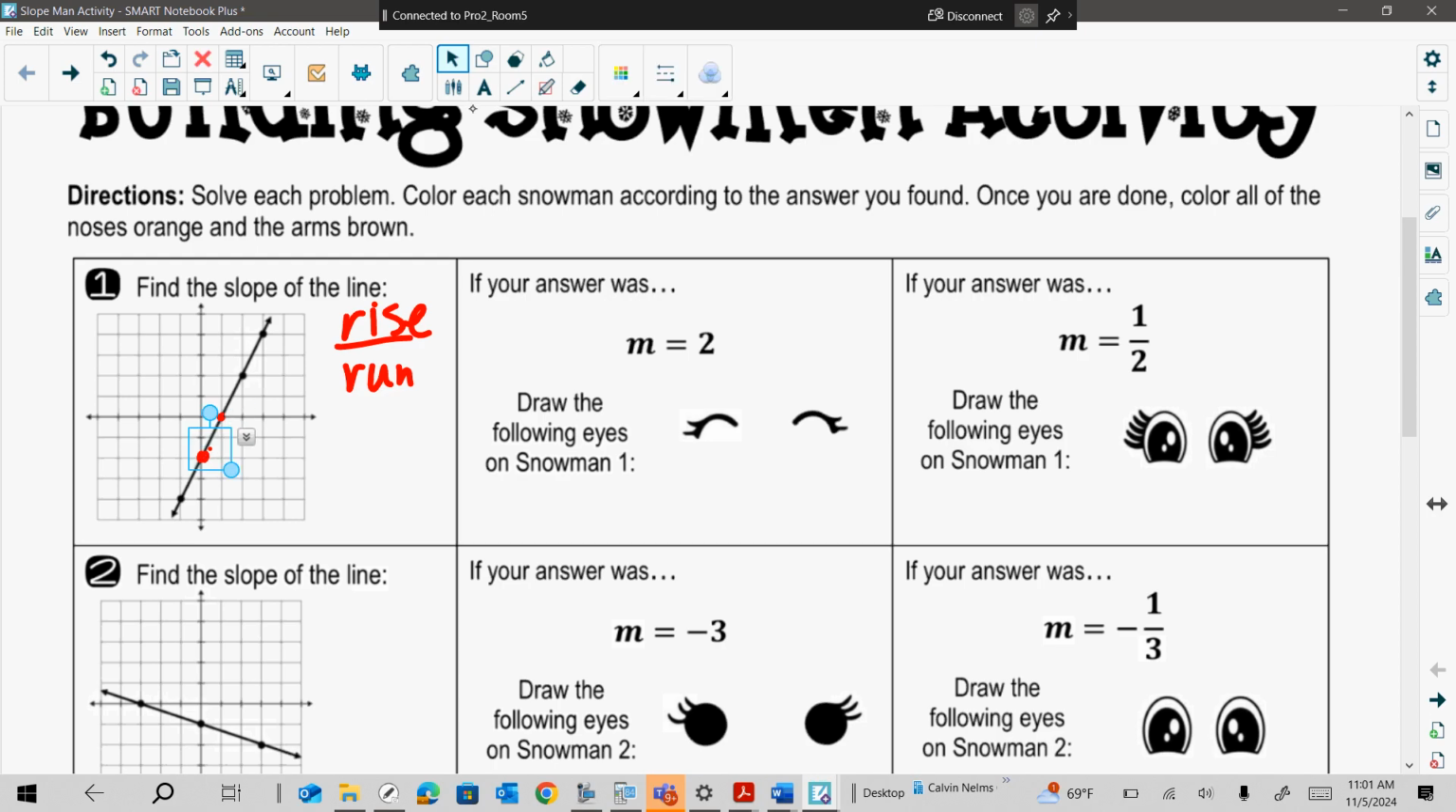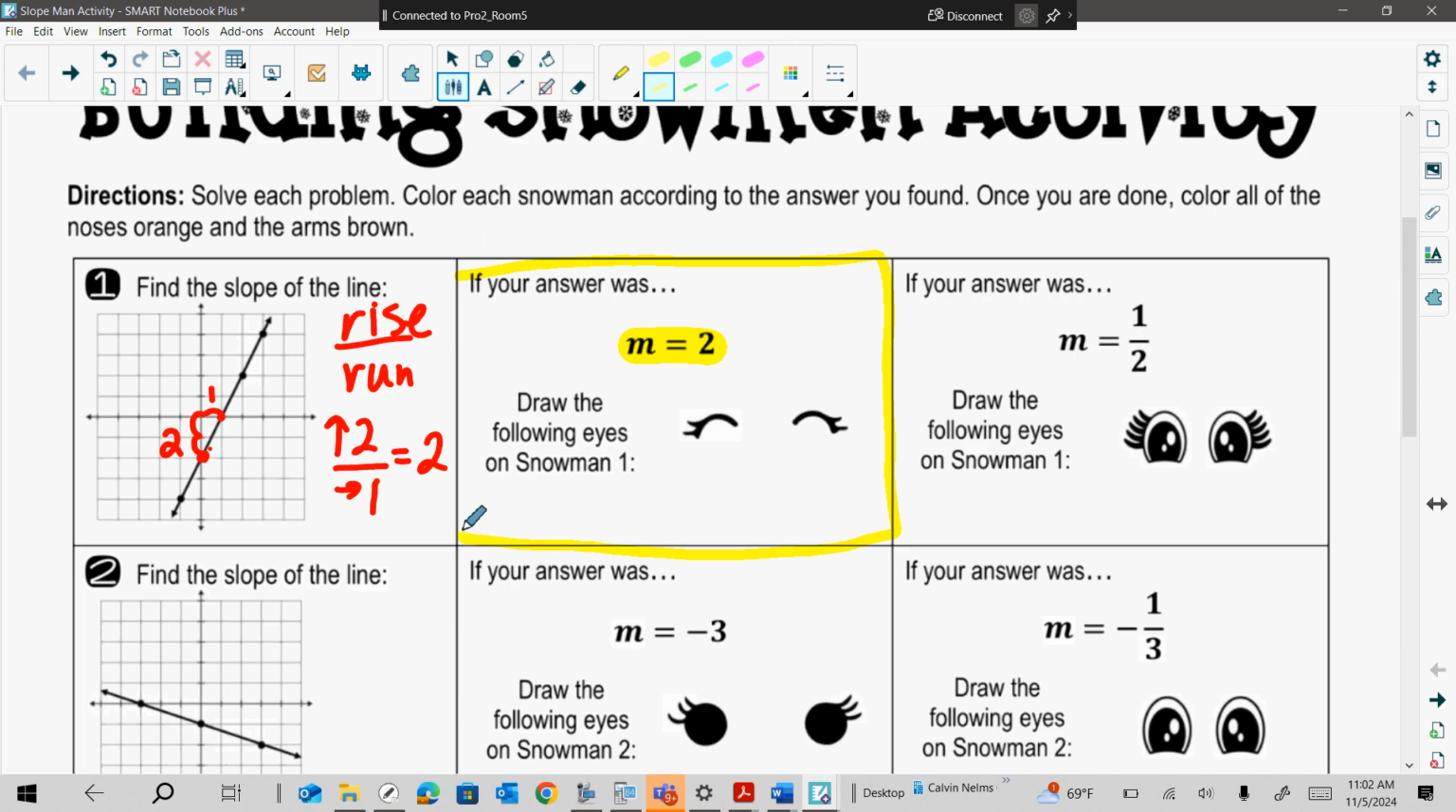Is my pen not working? Nope. Sorry. 1, 2, and then a run of 1. Since I went up 2 and to the right 1, those are both positives. 2 over 1 would reduce to just 2. Okay. So my answer is right here. This m equals 2. I'm picking this box first.